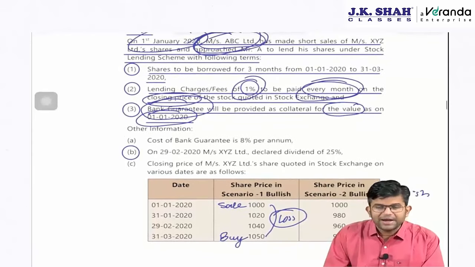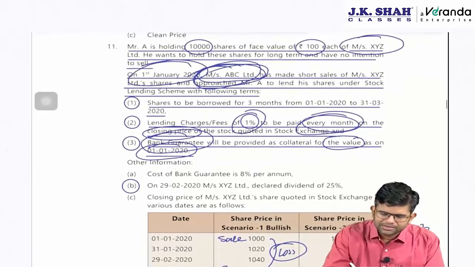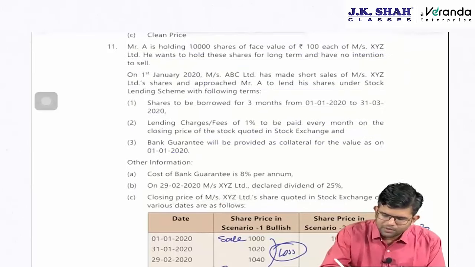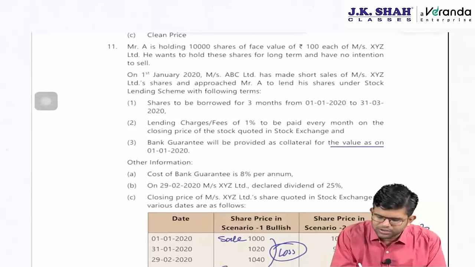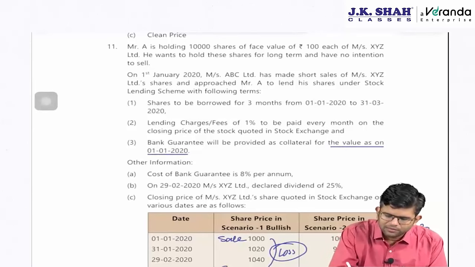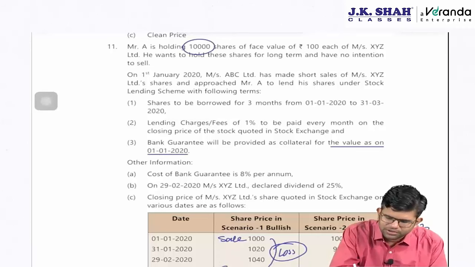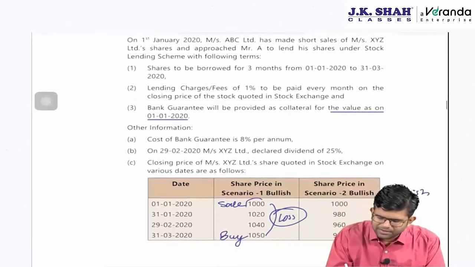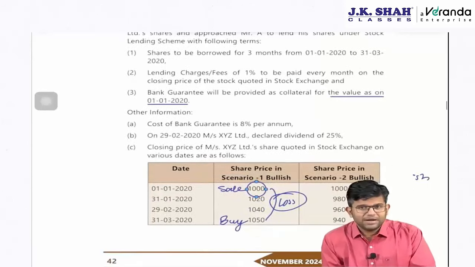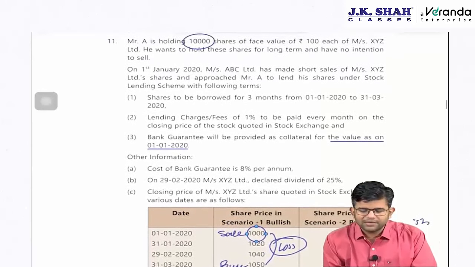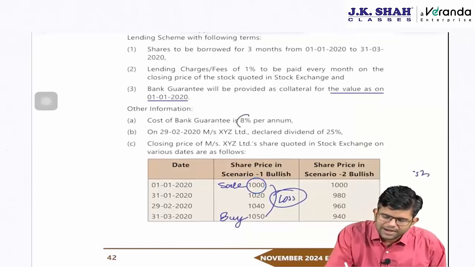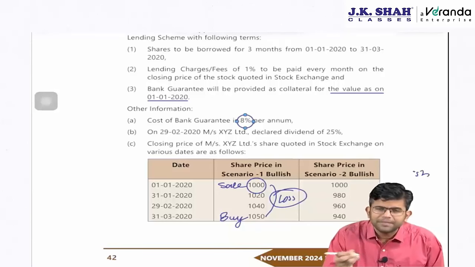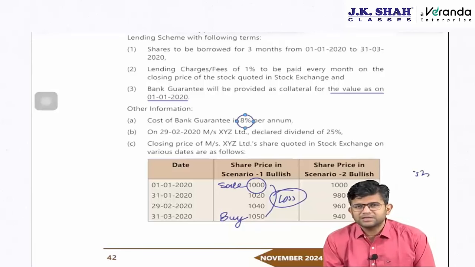Now as far as bank guarantee is concerned, do you understand what the bank is saying? Whatever is the value on 1/1/2020, the value on 1/1/2020, will be 10,000 shares multiplied by 1000. Everyone clear? This is the market value. Now students, 10,000 shares into 1,000 is the market value of the shares, and 8% for a period of 3 months is the charge that ABC will have to pay for bank guarantee.